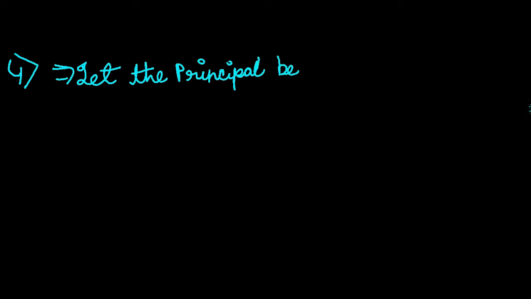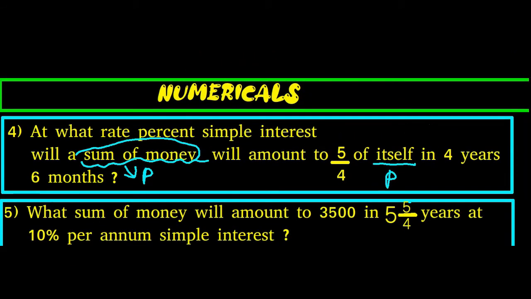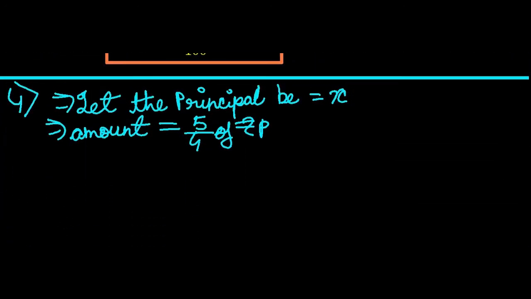And friends, we will write here, let the principal be x, or you can also write let the principal be P. Then the amount will be 5/4 of rupees P. See friends, the sum says will amount to 5/4 of itself, of P. So we wrote here 5/4 of rupees P.